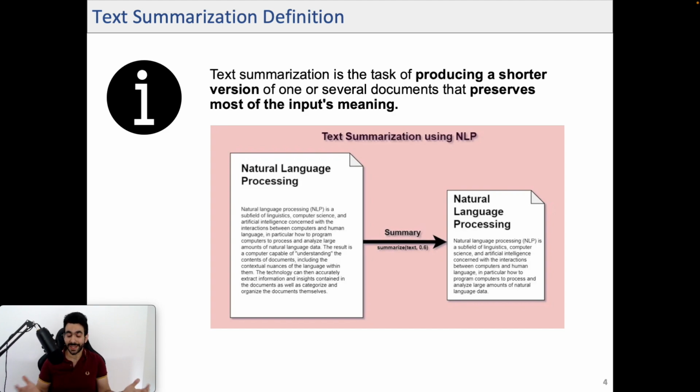So what is text summarization? It's the task of producing a shorter version of one or several documents that preserves most of the input meaning. Sometimes this problem is also referred to as single document summarization or multi-document summarization. And a key challenge with respect to summarization is to optimally compress the original document in a lossy manner so that the key concepts within the document are preserved.